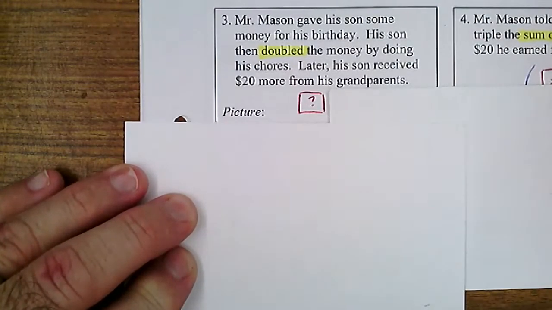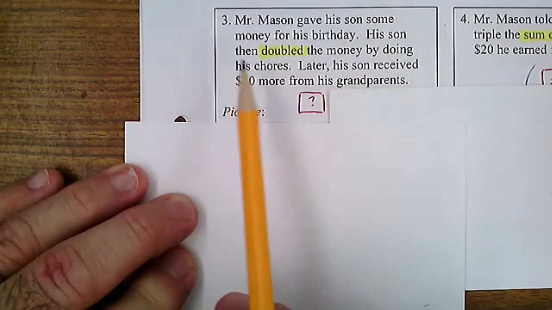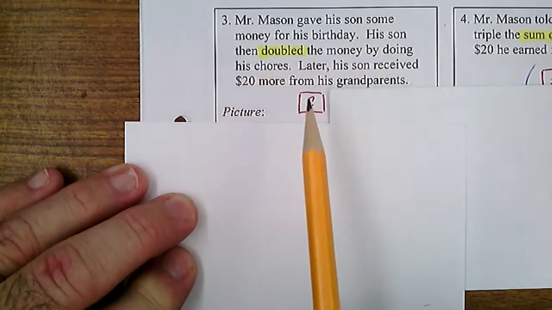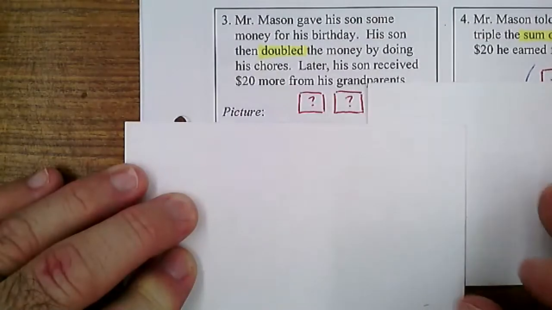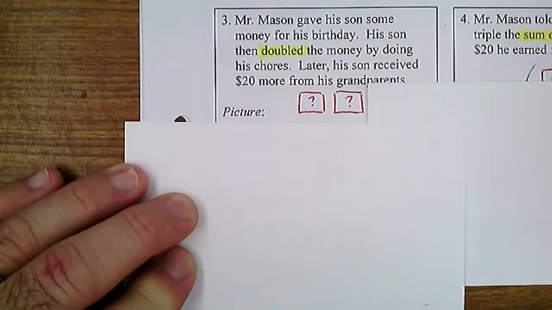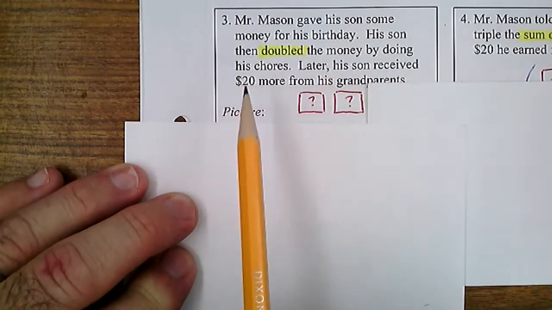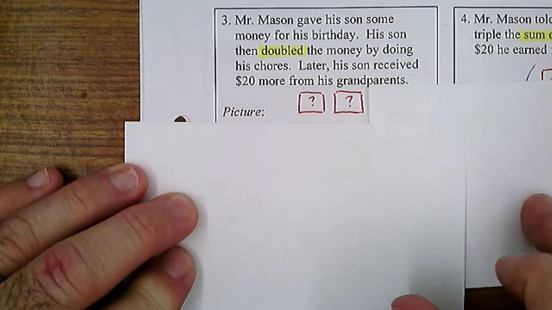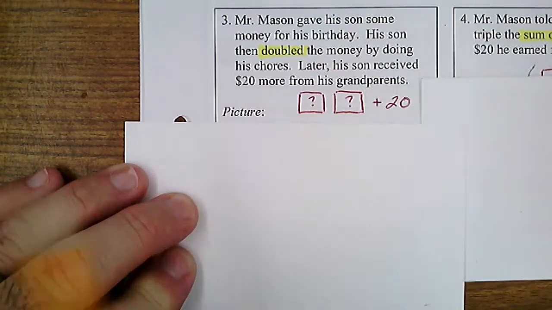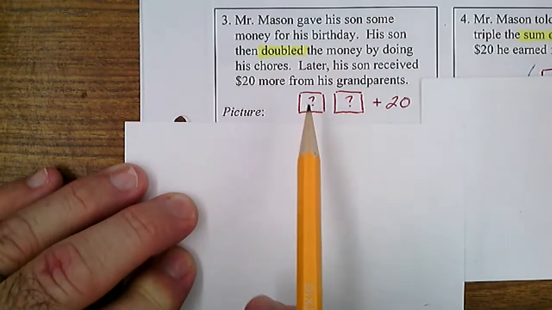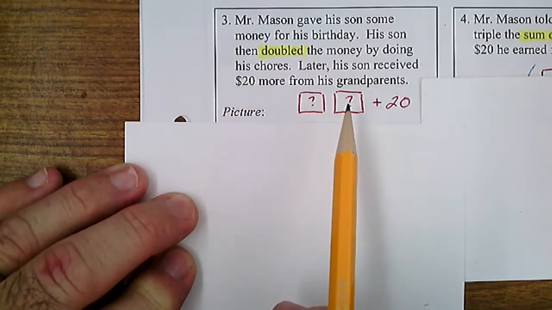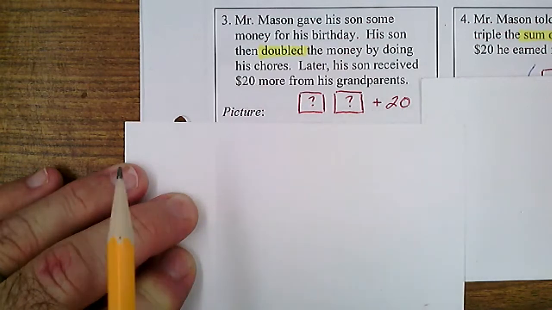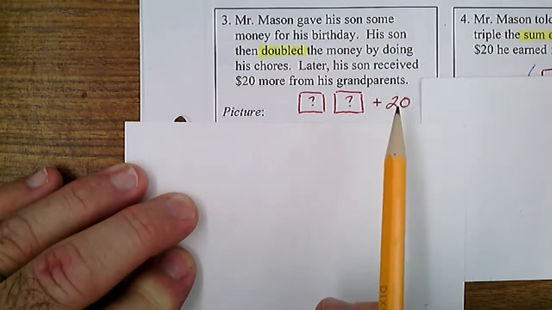Okay. Then it says he doubled his money. That means whatever was here, he doubled it by doing his chores. So we want another envelope of money. Then his son, my son, received $20 from his grandparents. So plus 20. So I gave him some money, and then he decided to double it. I told him, I'll double your money if you do your chores. So he doubled his money, and then his grandparents gave him $20.